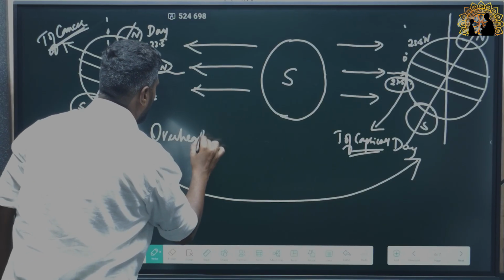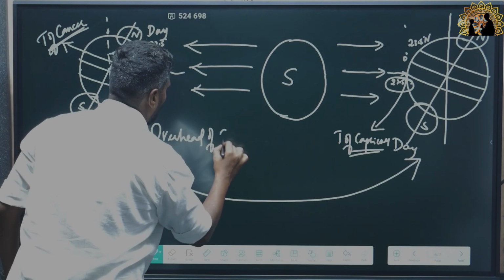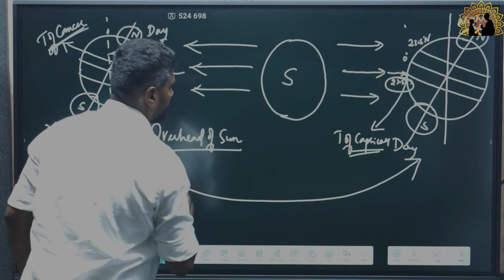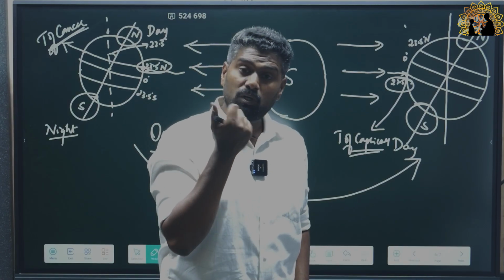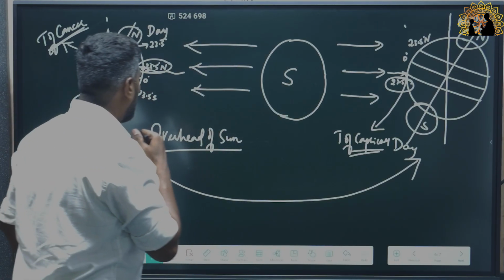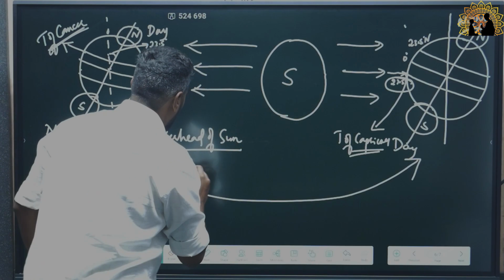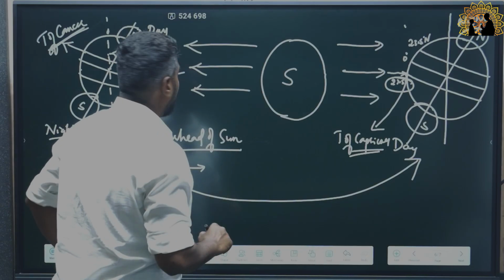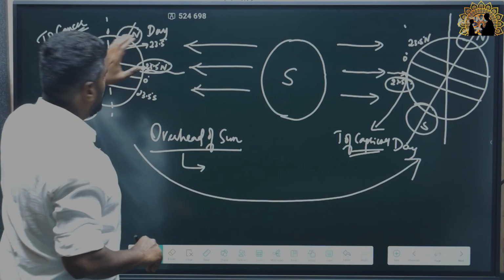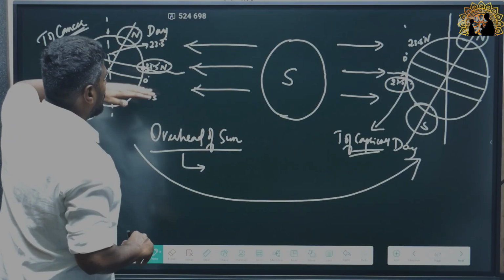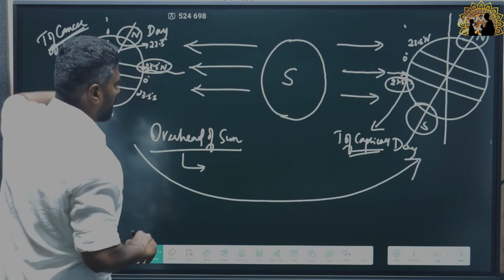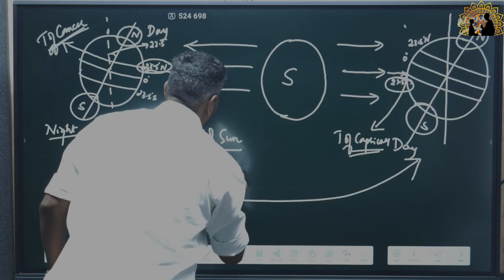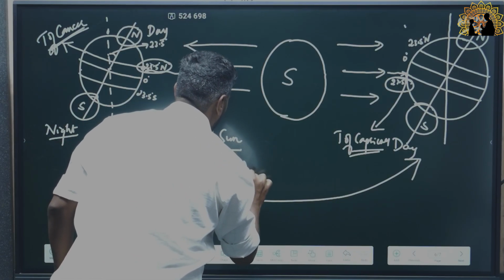So the point you have to conclude here is that the overhead of the sun concept is very, very important for you to understand the motions of the earth, summer solstice, winter solstice, and also the atmospheric circulation, that is your tri-cellular model. So the overhead of the sun is whatever I told you. This is exactly the point where the overhead of the sun is hitting on the Tropic of Cancer. So Tropic of Cancer is very important.